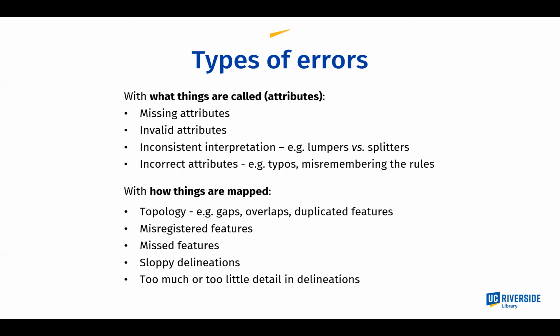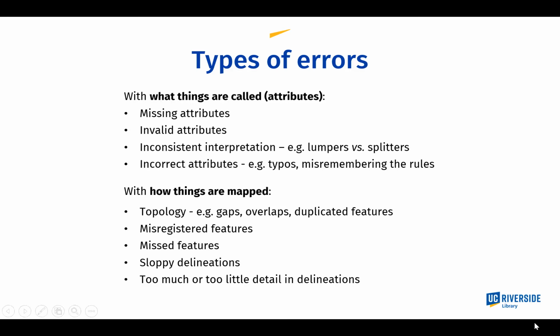So what can go wrong, or what can be an error, or at least an inconsistency? There's lots of possibilities here. Let's start with what attributes have been assigned to a particular feature that you have mapped. Sometimes people can just forget to assign an attribute to a feature, so there are missing attributes. There can be invalid attributes, where that's not even a possibility of what this thing could be. That's just not even in the set of possibilities.